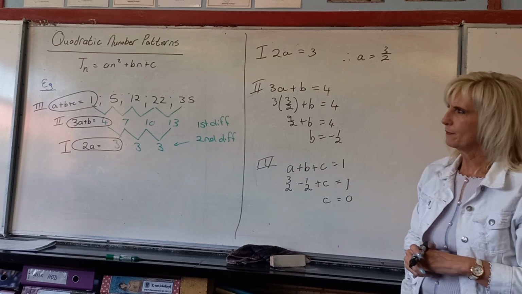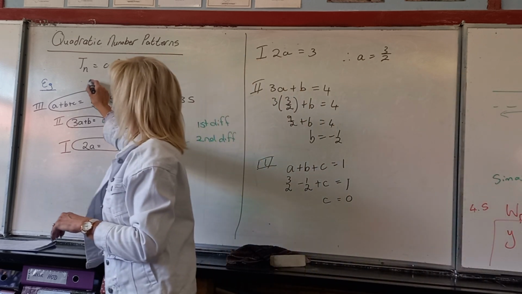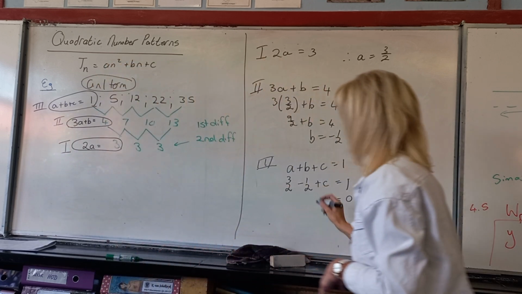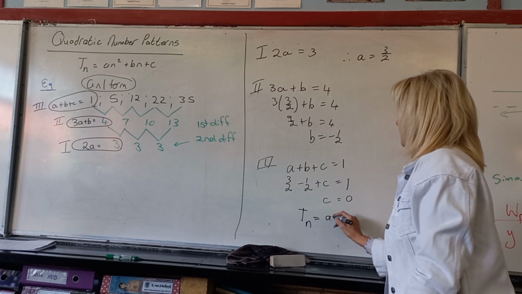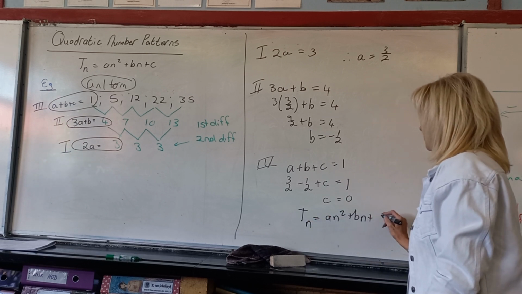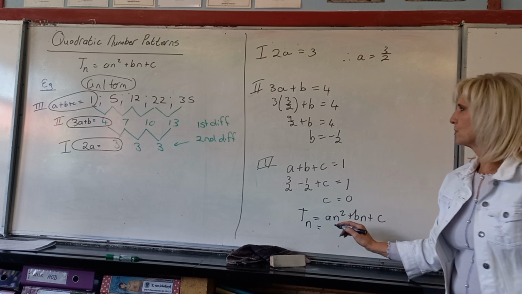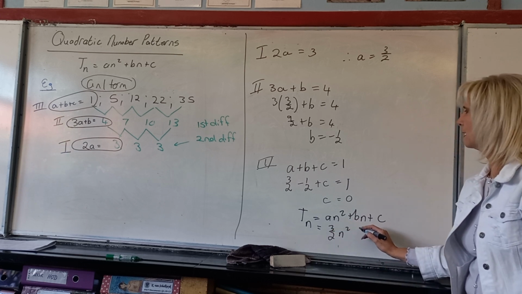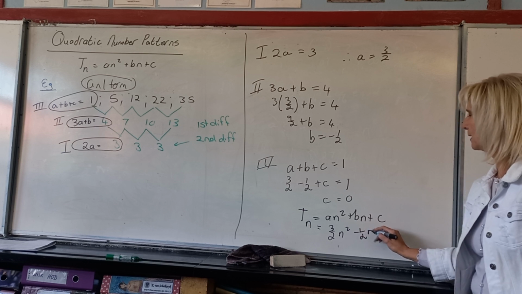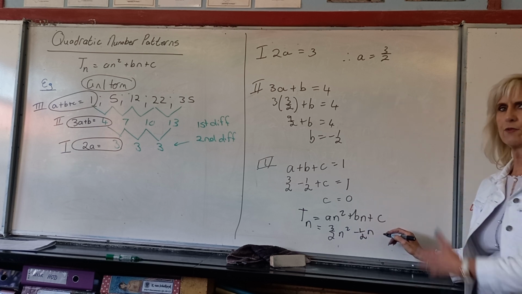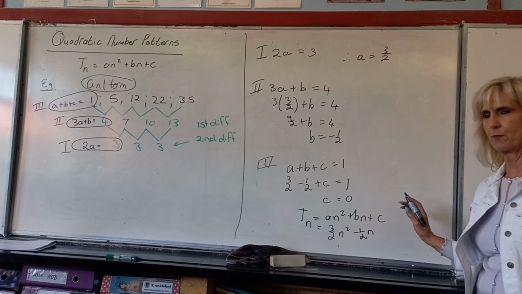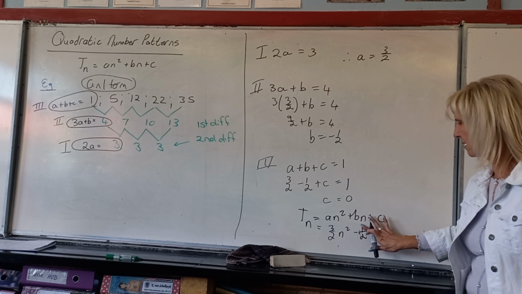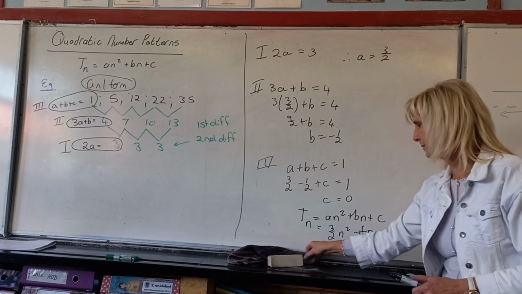What was my question? Please find me the general term. So you've got to know that it is a n squared plus b n plus c, and then just substitute. So it's going to be 3 over 2 n squared minus a half n plus 0. You can write plus 0 if you want, or you can leave it away. It's no problem. Can I test this? Yes. It's tricky, haha, because it's all these fractions, but you can test yourself.